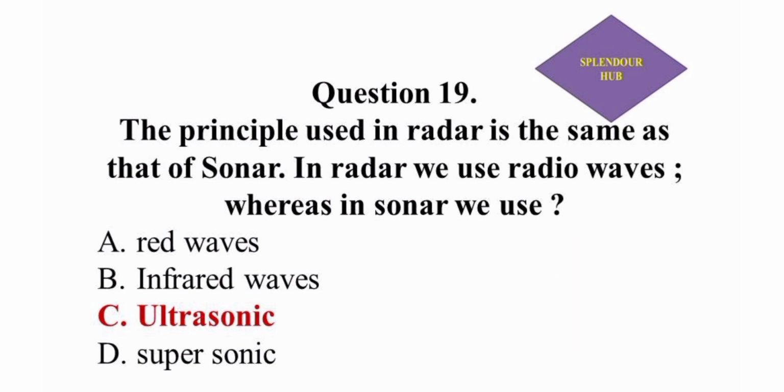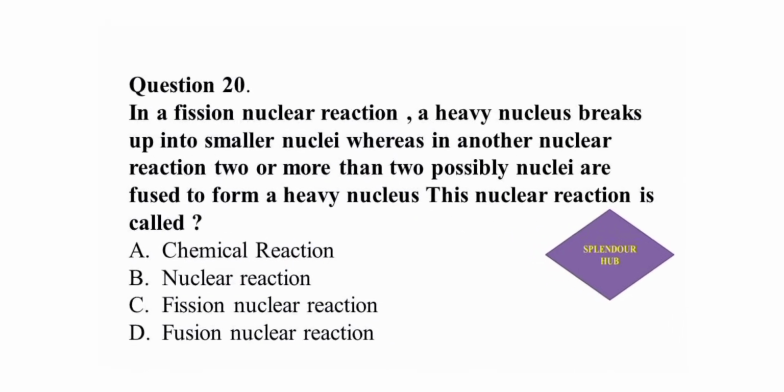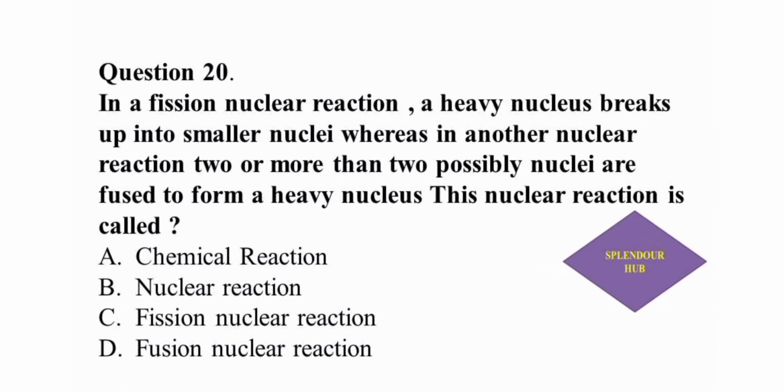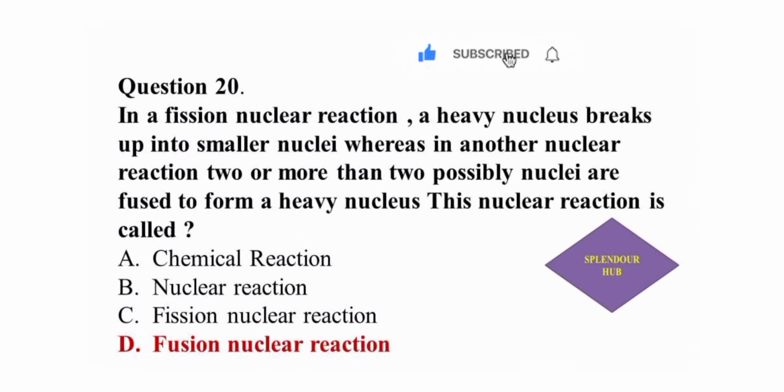Question 20. In a fission nuclear reaction, a heavy nucleus breaks up into smaller nuclei, whereas in another nuclear reaction, two or more light nuclei are fused to form a heavy nucleus. This nuclear reaction is called option A chemical reaction, option B nuclear reaction, option C fission nuclear reaction, option D fusion nuclear reaction. Answer: fusion nuclear reaction.